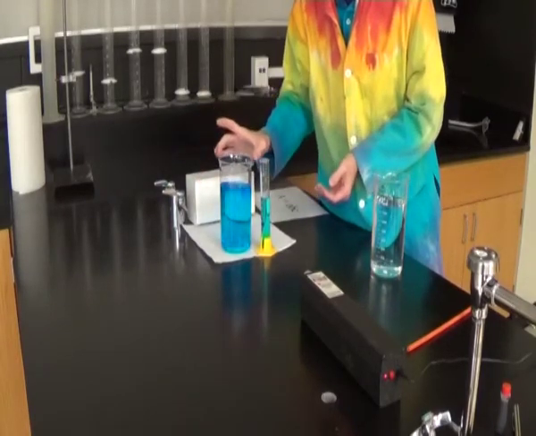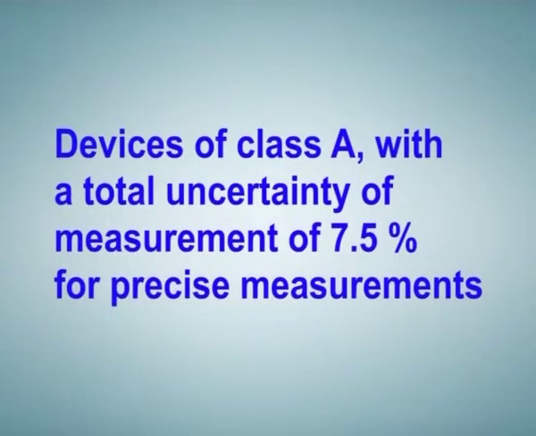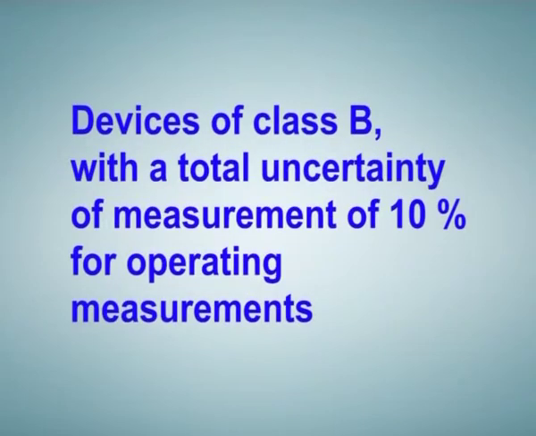their measurement into devices of class A with a total uncertainty of measurement of 7.5% for precise measurements. Devices of class B with a total uncertainty of measurement of 10% for operating measurements.